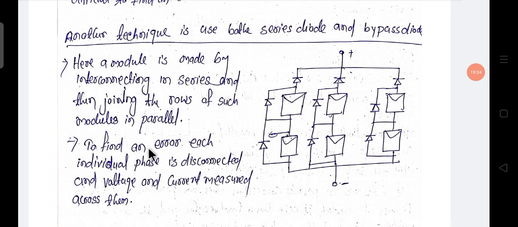To find an error, each individual phase is disconnected, and voltage and current are measured across them. This is the easiest method to find an error. Here, to find an error, we disconnect this row, and we check the current and voltage rating. Also we disconnect this and disconnect this. This is the easiest method.